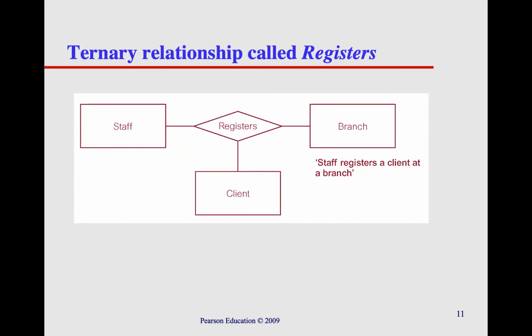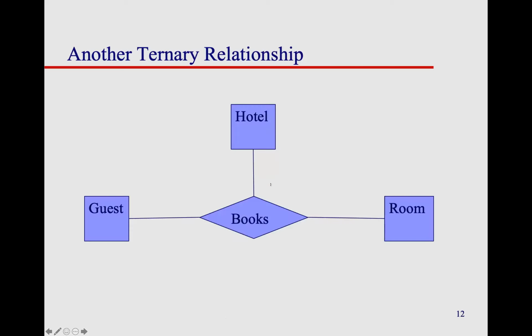If it's greater than binary, so if there are more than 2 entities in the relationship, it is represented as a diamond. The name of the relationship is inside the diamond, and the edges themselves are undirected. So this says staff registers a client at a branch. Here's an example with the booking relationship. A guest books a room at a hotel.